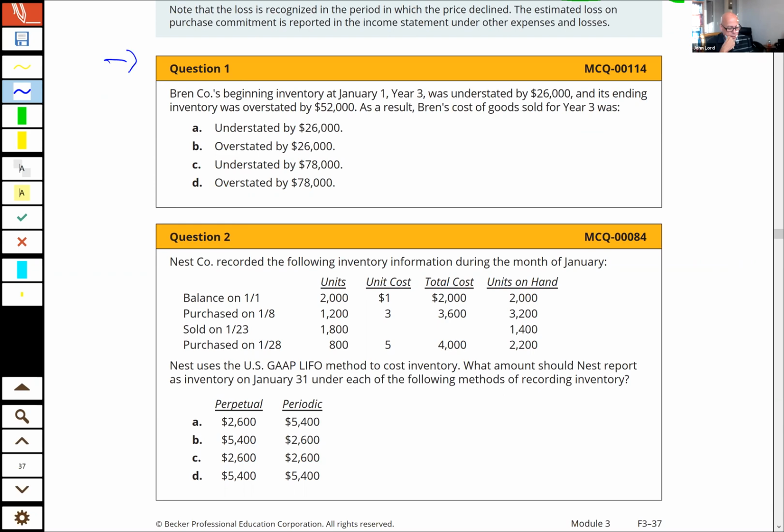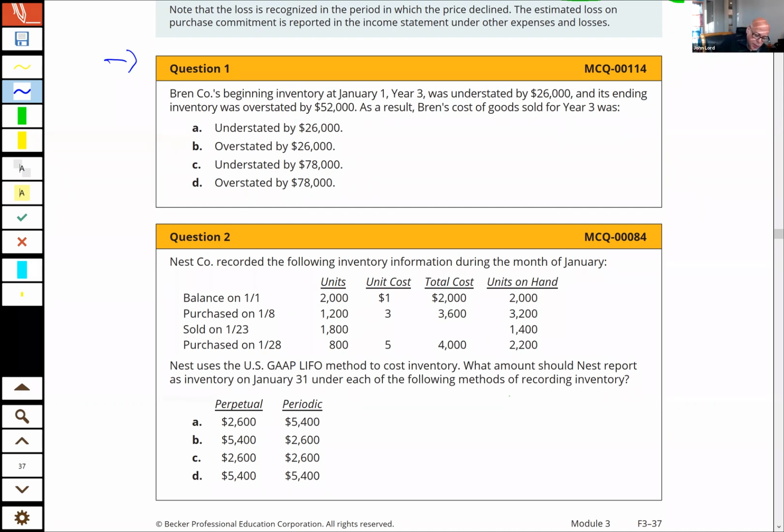So we've got this Bren company. Inventory at January 1st, year 3 was understated by 26,000 and its ending inventory was overstated by 52,000. What's the impact on the cost of goods sold? Now, when you look at a problem like this, they're trying to bait you into making the mistake of trying to calculate the impact of these overstatements and understatements on cost of goods sold simultaneously. You are better off if you do them one at a time.